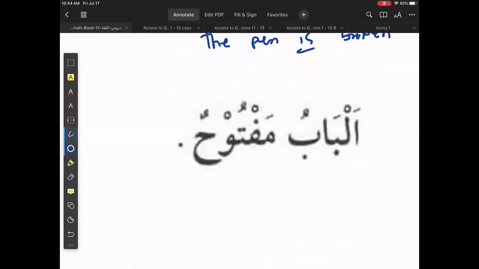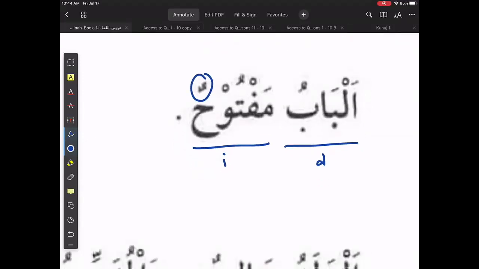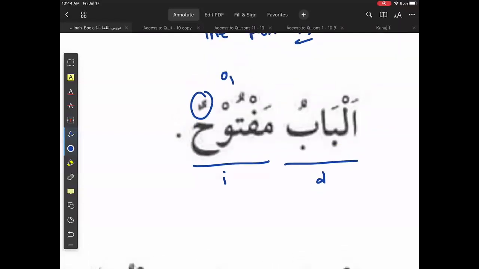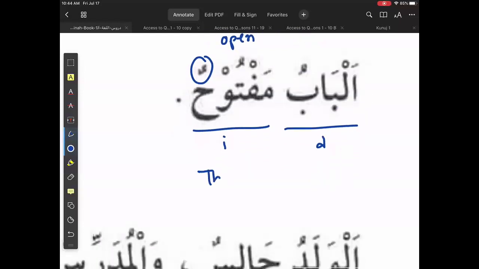Same thing here. Al-babu maftuhun. Al-bab is definite. Maftuh is indefinite. How do we know it's indefinite? Because there's no alif lam, and we see a beautiful tanween here. Hopefully you can see it. And last time, hopefully nobody's name is maftuh. Could be, that's okay. That door is broken? Maftuh is broken? You guys are getting confused with the word. What is maftuh? We studied this in the last class. Maftuh is open. The door is open.